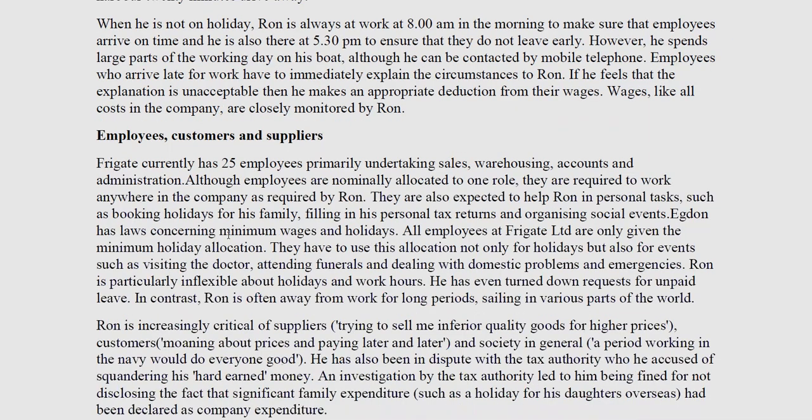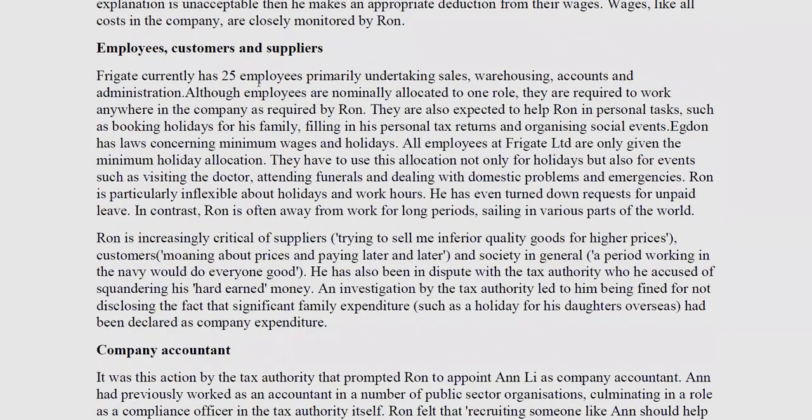Now, employees, customers, and suppliers. Frigate has 25 employees, primarily undertaking sales, warehousing, accounts, and administration. So they've told us the functional relationship. Although employees are normally allocated to one role, they are required to work anywhere in the company as required by Ron. Entrepreneurial structure: Ron is the center of everything. They are also expected to help Ron in personal tasks, such as booking holidays for his family, filling in his personal forms, and organizing social events.